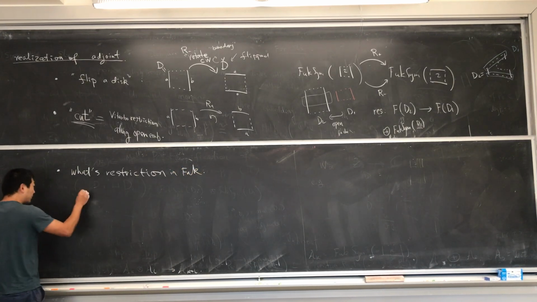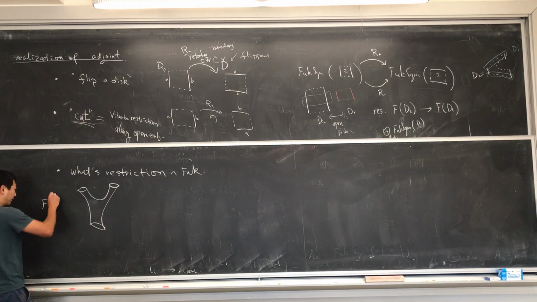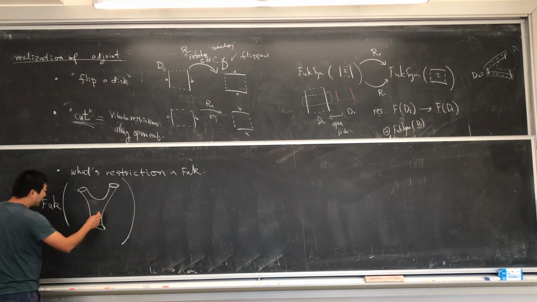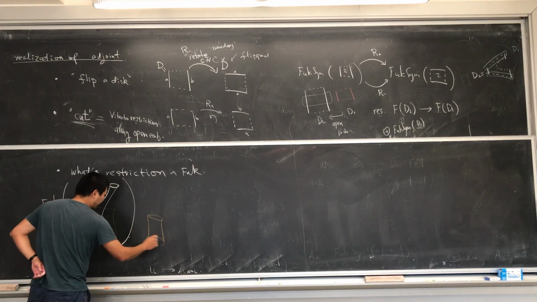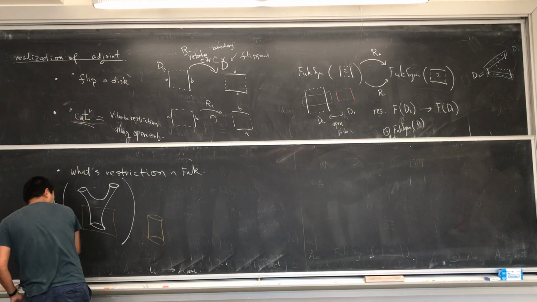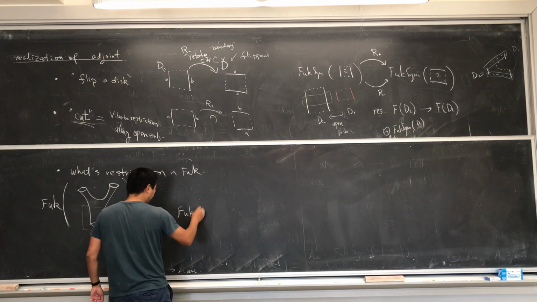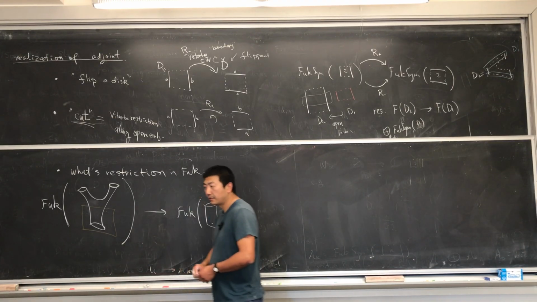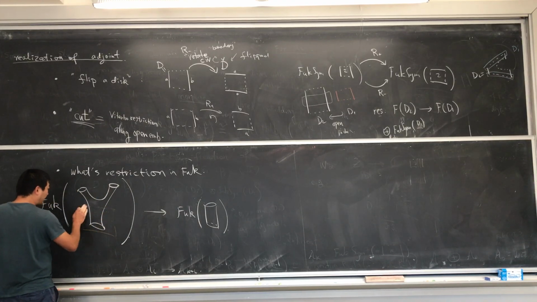To consider the example, let's say we have a pair of pants, and we just do the usual category of it. And one can consider some open subset, here just the cylinder. Okay, and one can consider the restriction functor from the pair of pants to the category of the cylinder. Okay, so what does this do on objects and what does it do on morphisms?